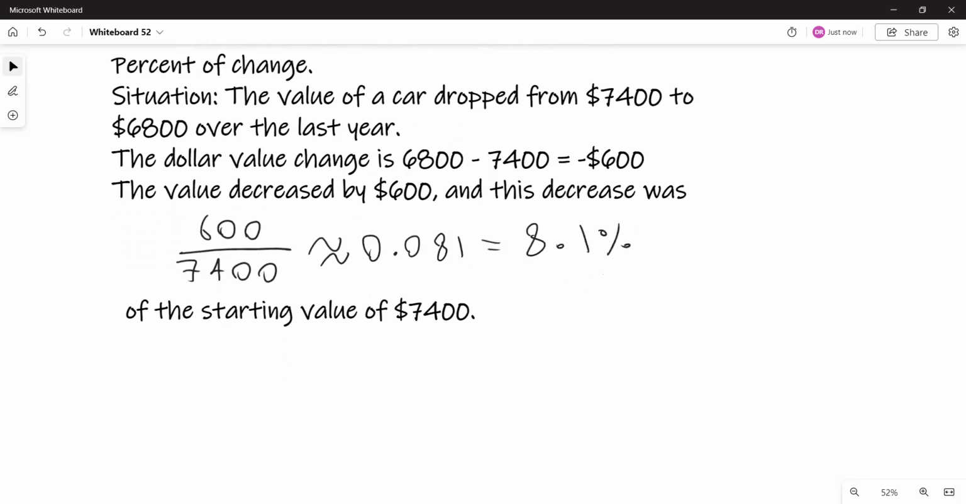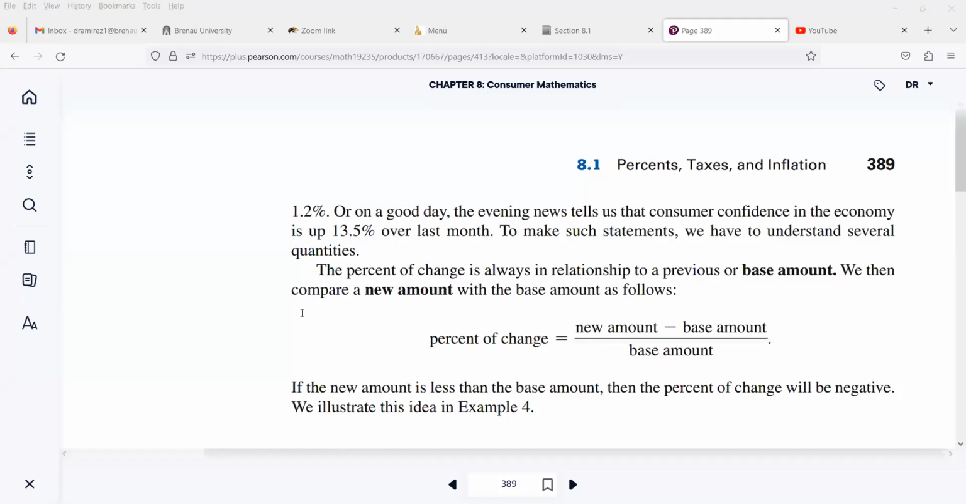So the percent of change formula is on page 389, and I can read that. The percent of change is always in relationship to a previous or base amount. We then compare a new amount with the base as follows. The percent of change is the new amount minus the base amount, divided by the base amount. If the new amount is less than the base amount, then the percent of change will be negative, like the situation that I just showed you.